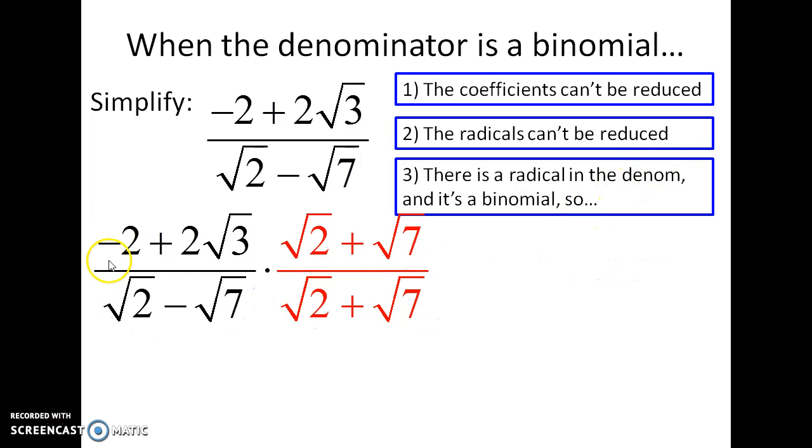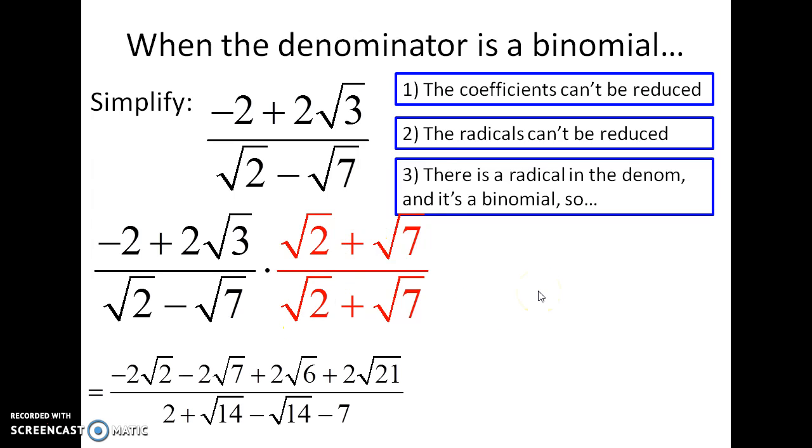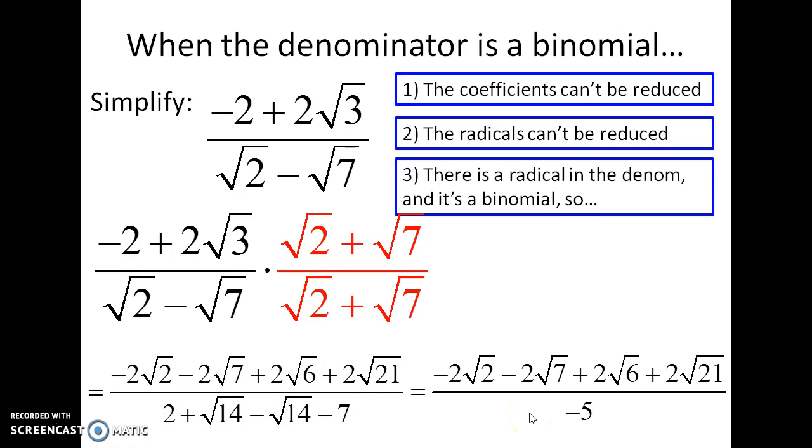So I'll have to multiply negative 2 times root 2, negative 2 times root 7, 2 root 3 times root 2, 2 root 3 times root 7 on top, and I'll have to double distribute the bottom as well. This is what I get. For the denominator, I'd end up with root 2 times root 2, we know is just 2, root 14, negative root 14, and negative root 7 times root 7 is just negative 7. So again, notice that using the conjugate process, the root 14 and the negative root 14 will cancel out. We'll be left with 2 minus 7 at the denominator, which is negative 5. None of these terms up on top are reducible, so that's it. That's our final answer, and that's the end of the video lesson.